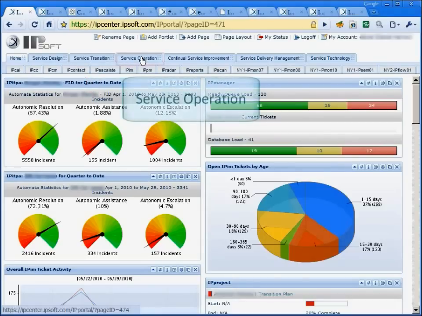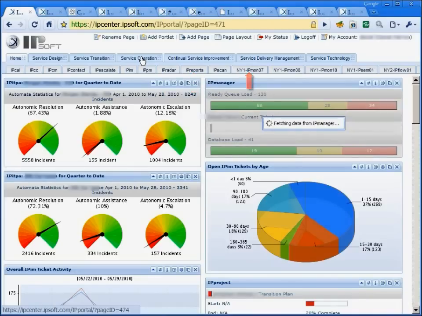Under Service Operation, we have IPCM for Change Management, IPEscalate for Client-Facing Escalation Automation, IPIM for Incident Management, IPPM for Problem Management, IPRadar, our custom workflow engine, IPReports for capacity and trend reporting, IPMon for monitoring your entire infrastructure.